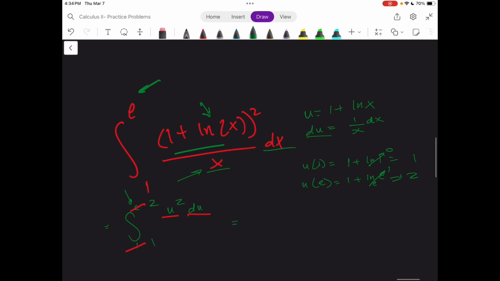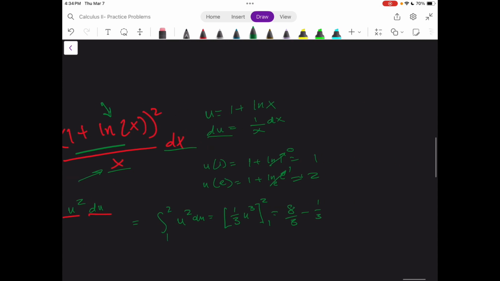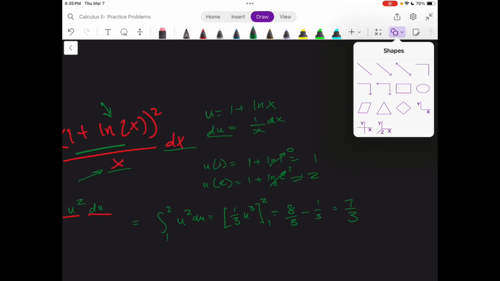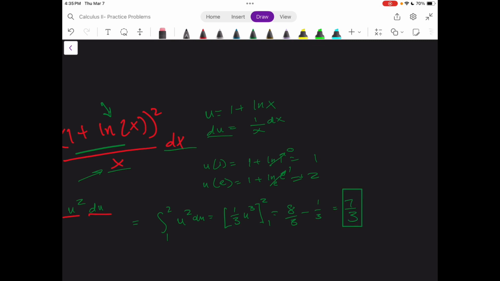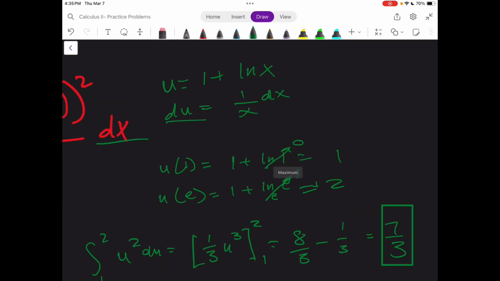And then we don't have to change it back to a function of x now. So we're going to integrate, let me just rewrite it, the integral from 1 to 2 of u squared du, which is 1/3 u cubed, evaluated at 2 and 1. So it's going to be 8/3 minus 1/3. Finally, that's 7/3.